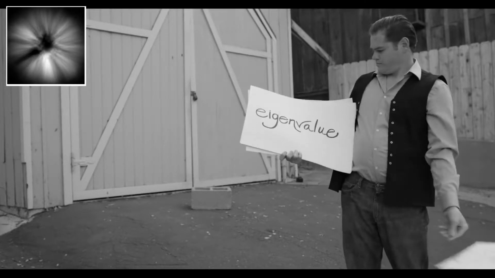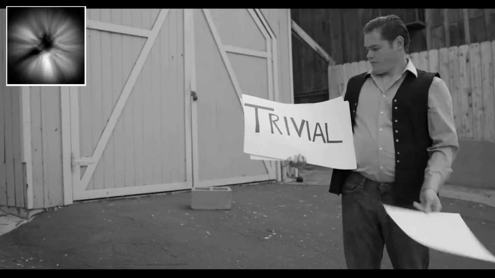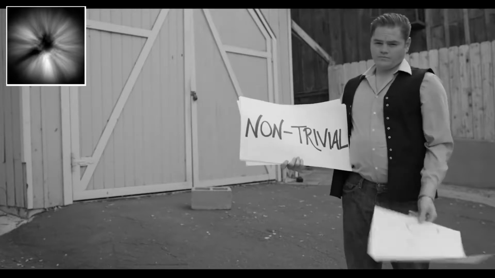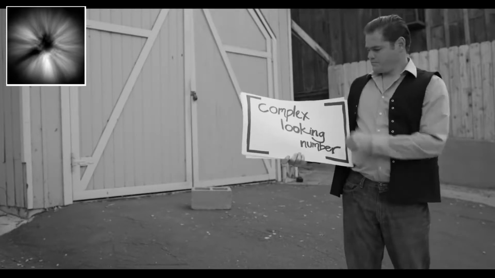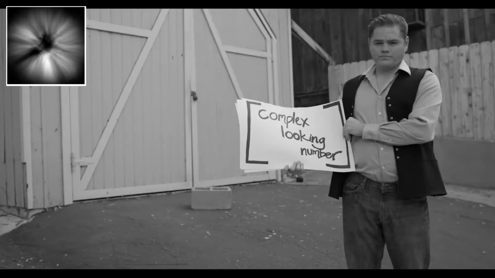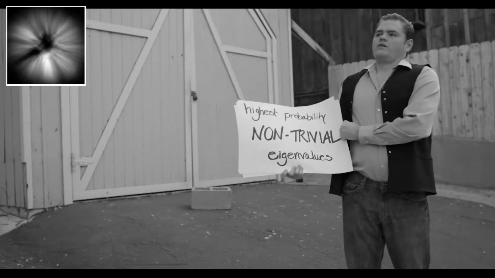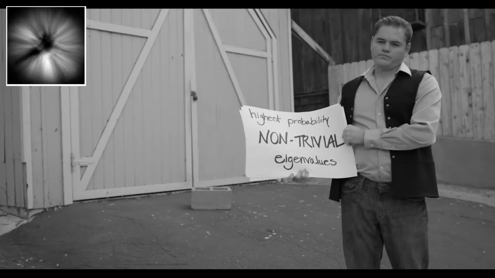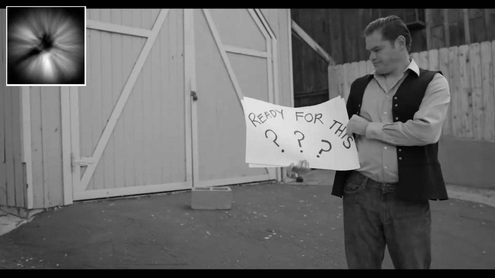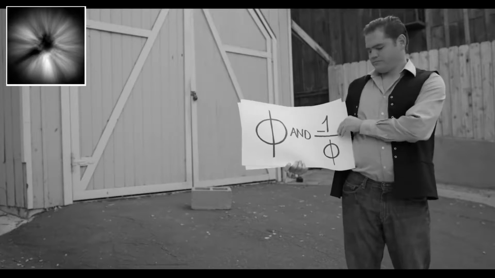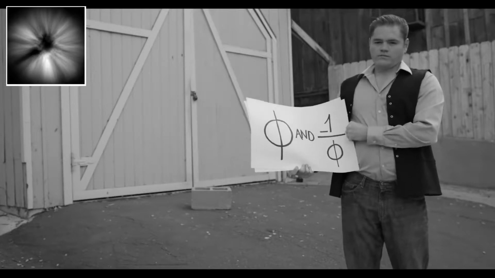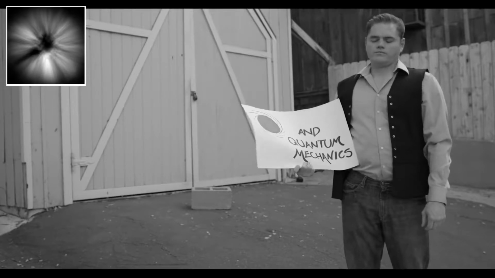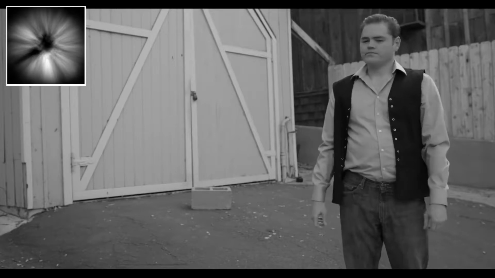Each of these combinations of numbers has a value. It's called an eigenvalue. Some eigenvalues are called trivial. These are values like 1, 2, and 0. And some are called non-trivial, and those are all sorts of more complex-looking numbers. So, here's the interesting part. The highest probability non-trivial eigenvalues that show up in binary matrices are, ready for this, the golden ratio and -1 over the golden ratio. So we now see a deep link between black holes and quantum mechanics because the golden ratio appears deeply in both black hole physics and in quantum mechanics.